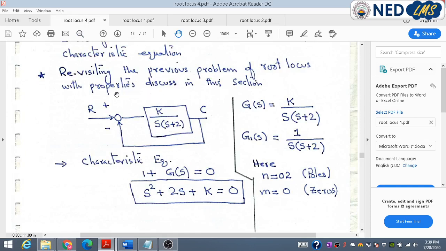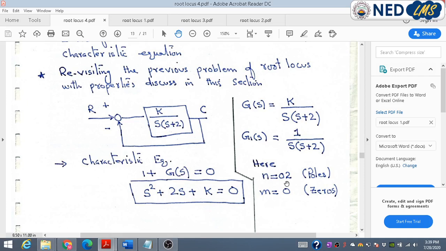Again, in this closed loop system, which is a unity feedback control system, its open loop transfer function is simply G(S), where the value of H(S) is 1, which is equal to K upon S into (S plus 2). If I separate K from the open loop transfer function, then it can be written as G1, where G1 is equal to 1 upon S into (S plus 2). In this open loop transfer function, we have two poles. N is used to represent the number of poles. So here we have two finite poles.